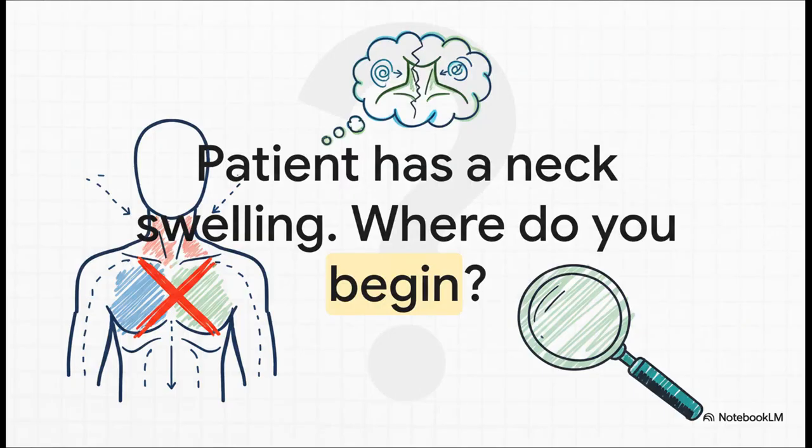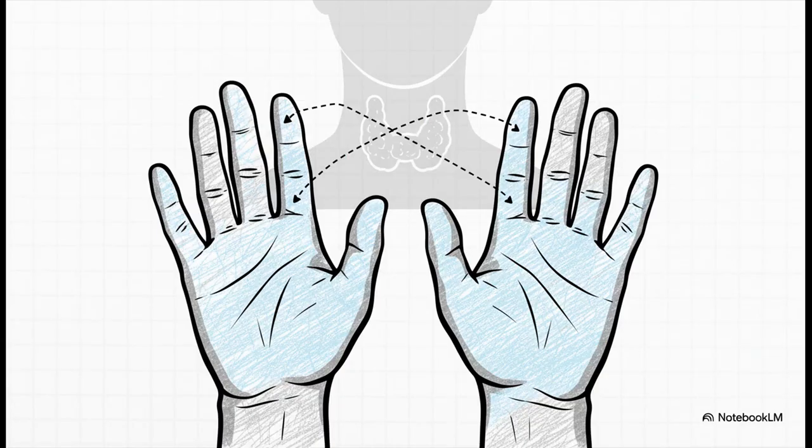All right, let's jump right into a scenario. A patient walks in. They've got a swelling in their neck. So, where do you start? The obvious answer is you start with the neck, right? Well, you might be surprised to hear that in a classic clinical exam, that's actually not the first step. Yup, you start with the hands.